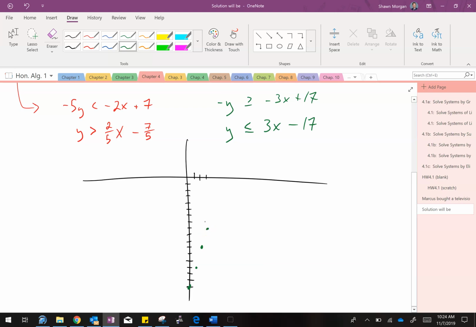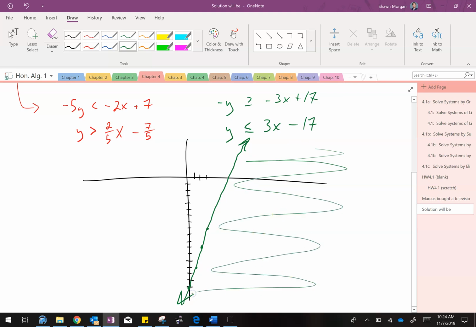Should the green line be solid or dotted? Solid. The green line should definitely be solid, because we've got that inclusive inequality, less than or equal to. So we're going to draw ourselves a nice straight line passing through those points. And it says y is less than or equal to. Should I shade above or below? Shade below. So we're going to shade below that region right there.